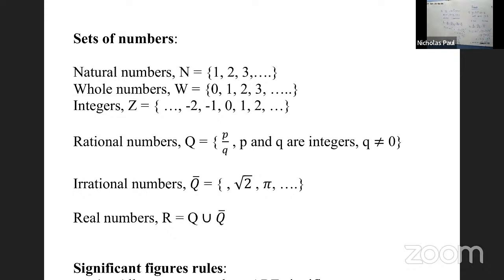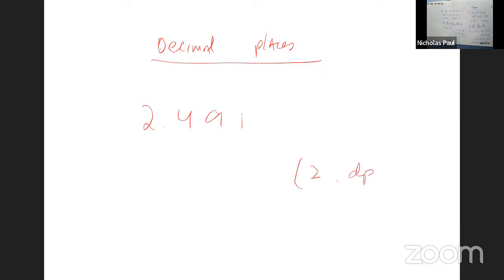Right, I want to just quickly run through decimal places. If you have 2.941, right? If you have 2.491 and I set it to 2 decimal places, what would it be? 2 point what? So you have to look firstly.